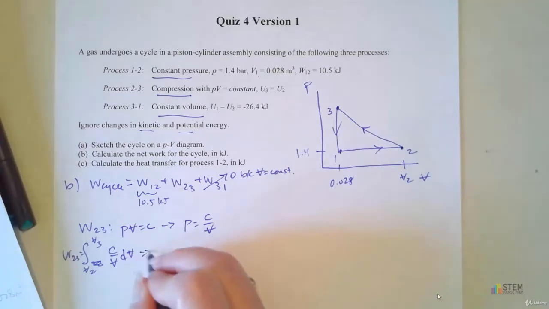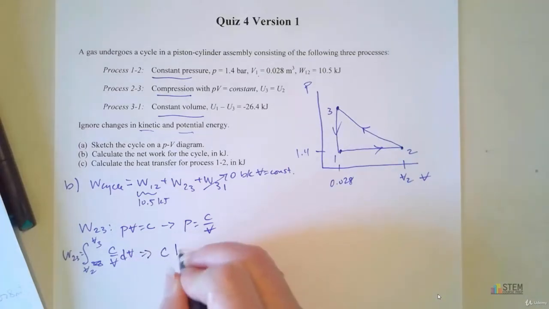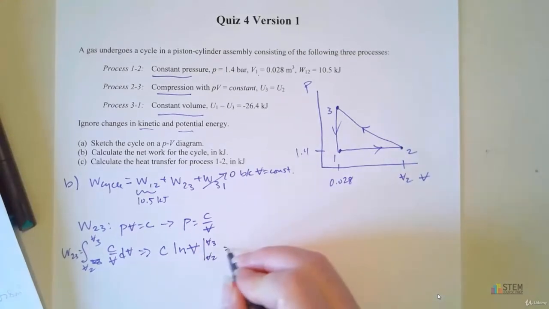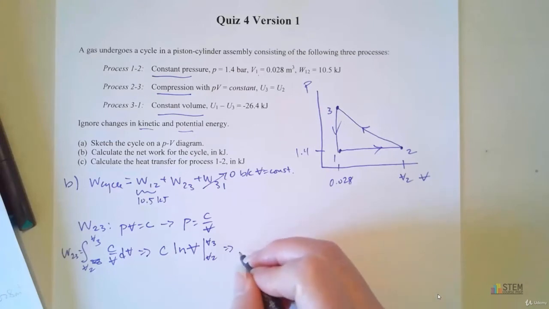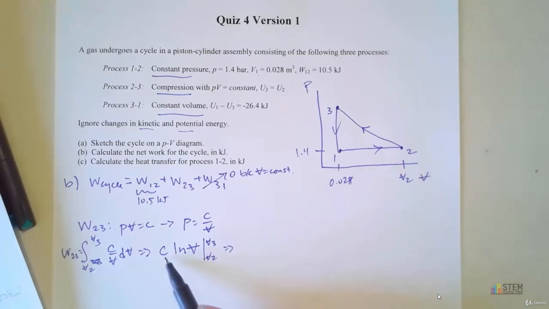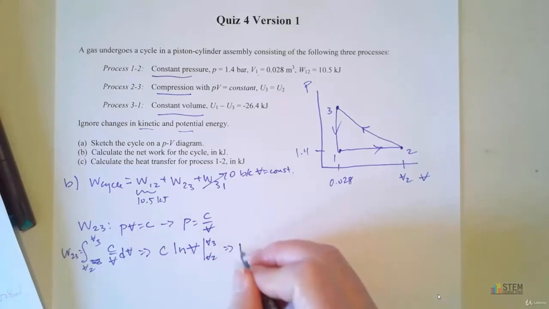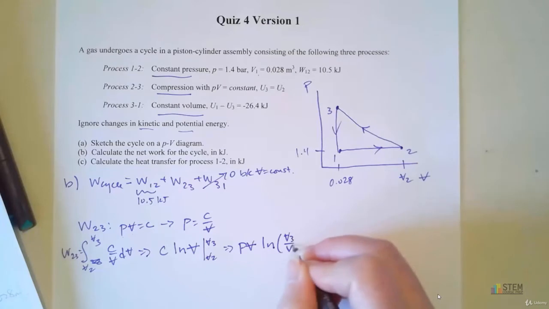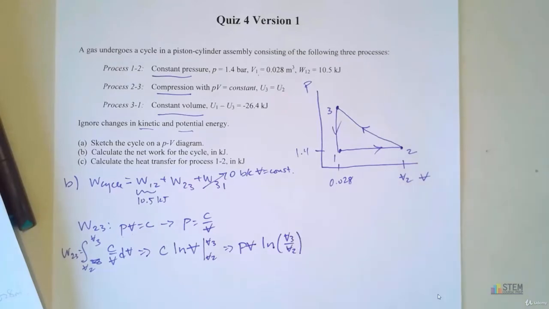Now when you integrate that, you're going to get C times the natural log of volume, and you're going to evaluate at V2 and V3. Plug these limits in, and let's look at C. What's C going to be? It's just pressure times volume. So let's put PV times the natural log of V3 over V2.